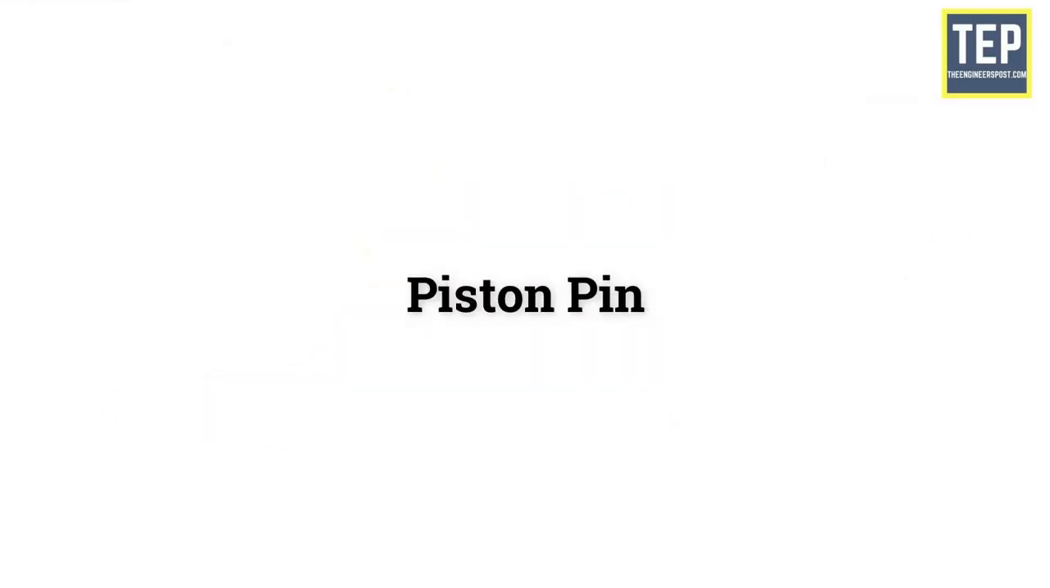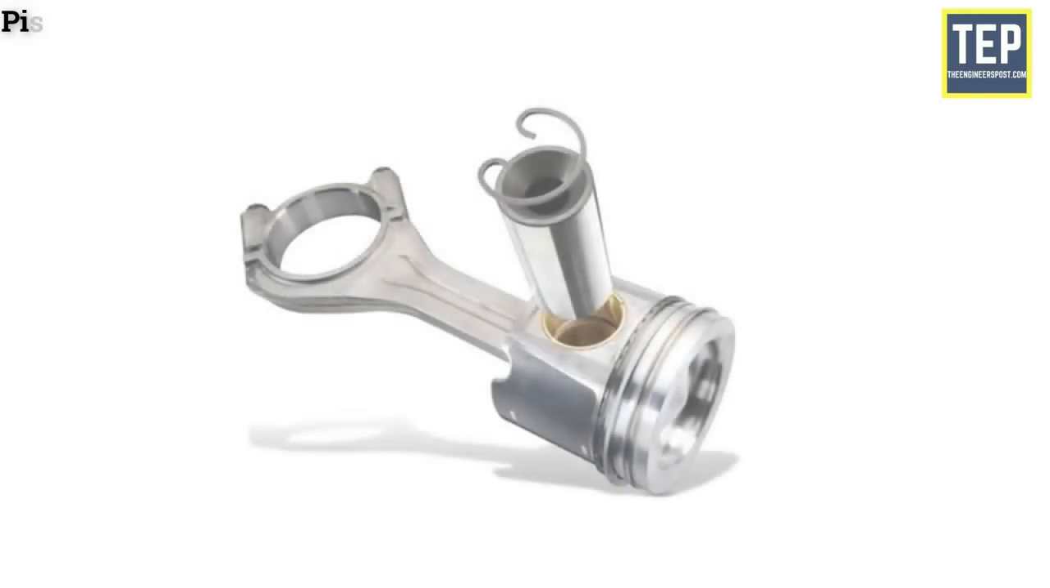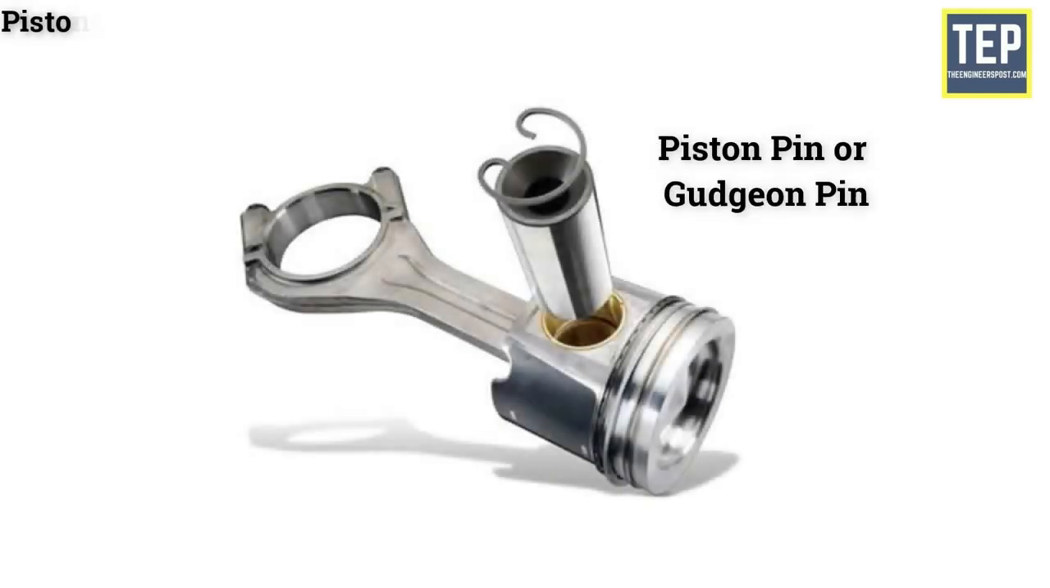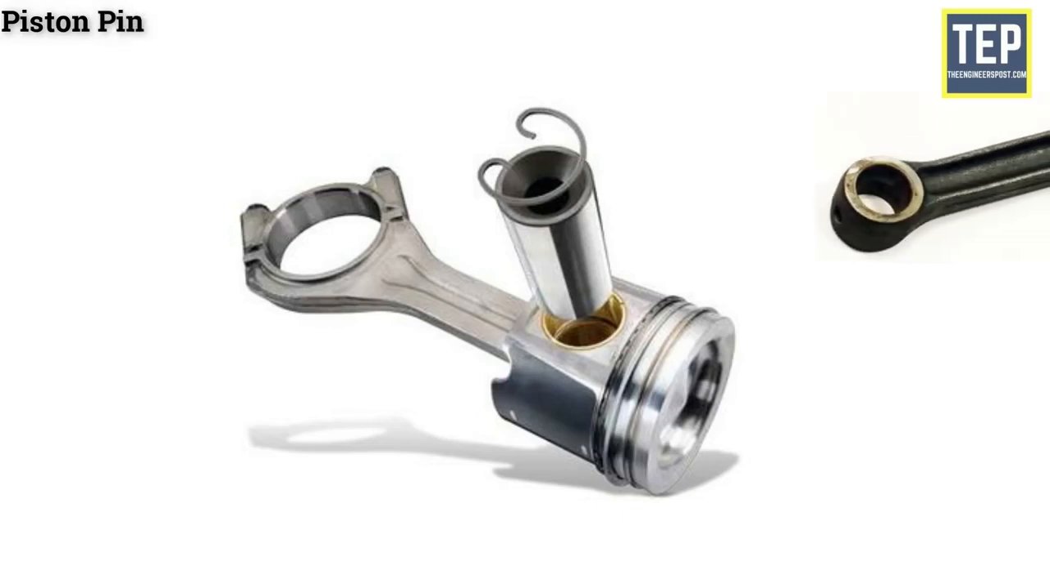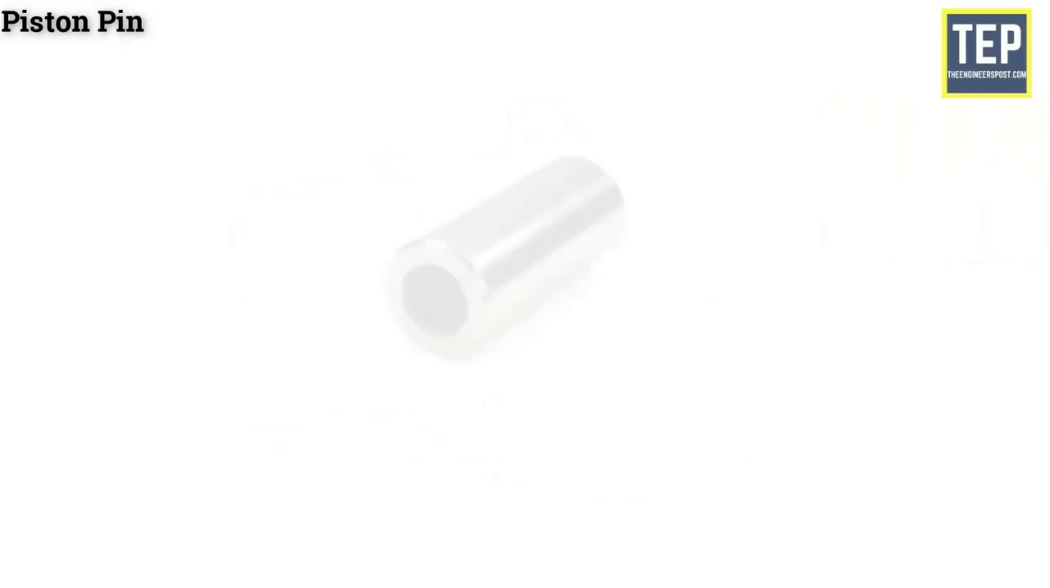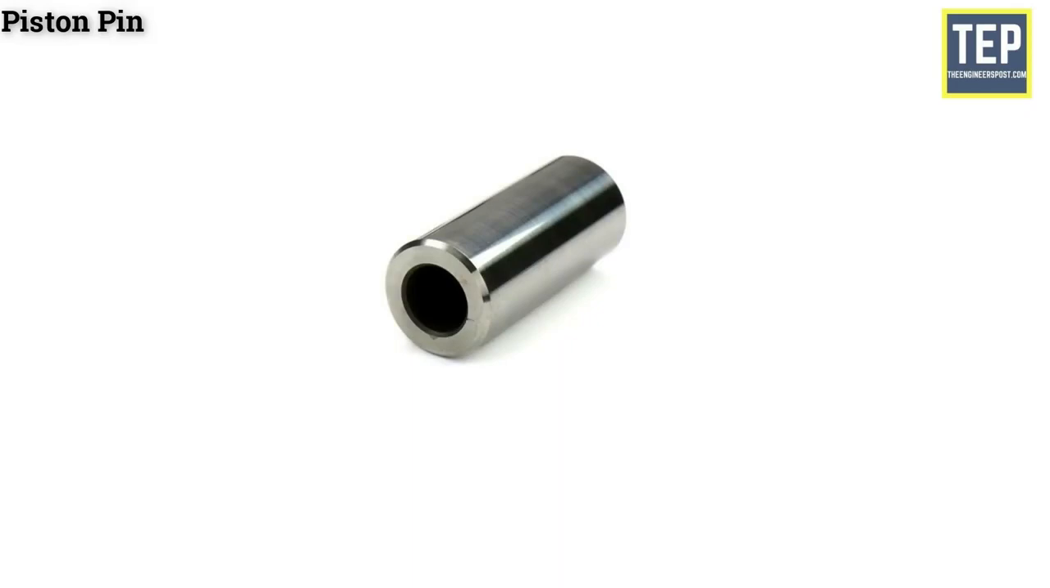Piston pin. The piston pin is also called wrist pin or gudgeon pin. It is used for connecting the small end of the connecting rod and the piston. It is made hollow to reduce weight, and it is made from case-hardened steel. Mainly there are 3 types of piston pins available.